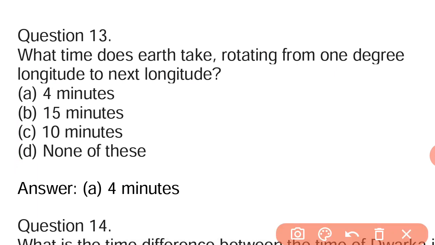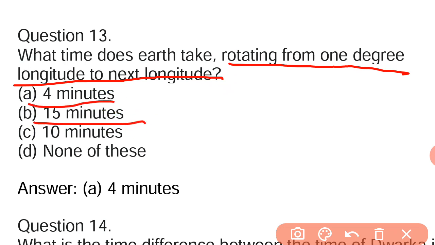What time does the earth take rotating from 1 degree longitude to the next longitude? Option A 4 minutes, option B 15 minutes, option C 10 minutes, option D none of these. Right answer is option A 4 minutes. Next question.